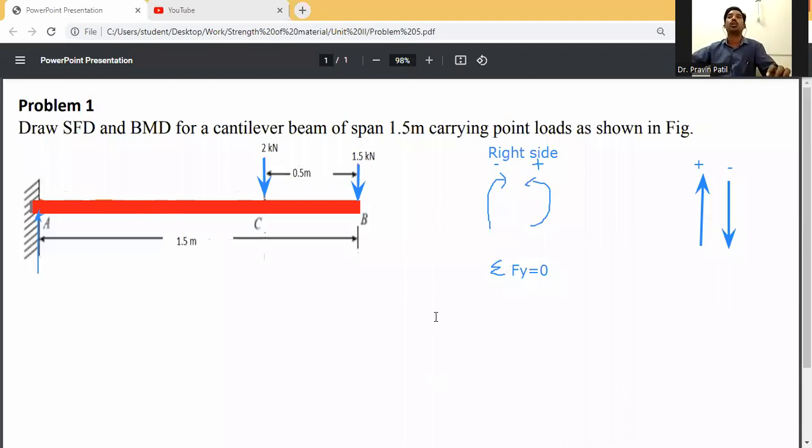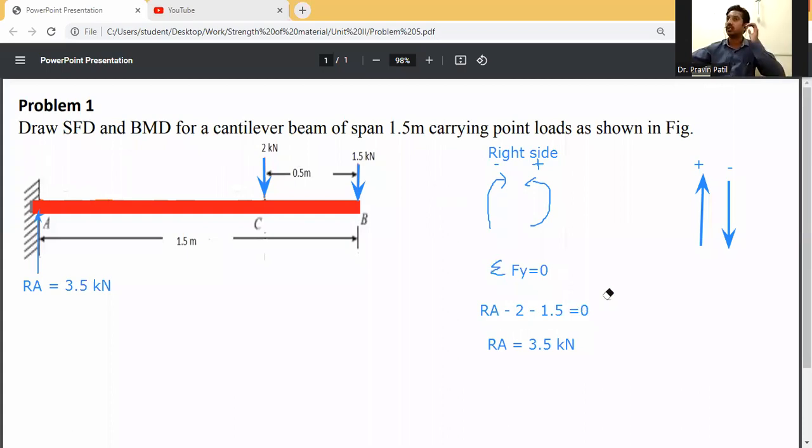So first, RA is going in the upward direction. Then at C there is a 2 kN load going downward, so minus 2. And then at B the load is going downward, that is minus 1.5, equal to 0. So RA is equal to 3.5 kN. So write down RA is equal to 3.5 kilonewton.